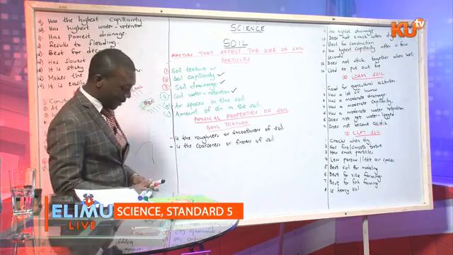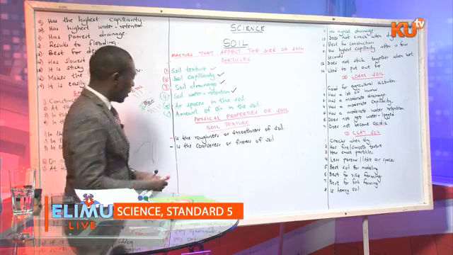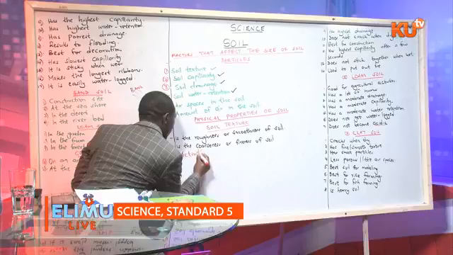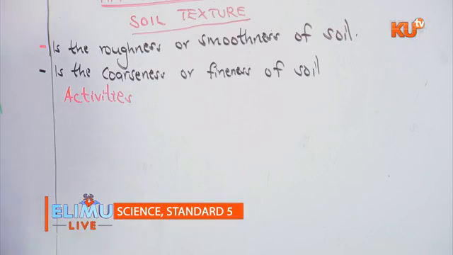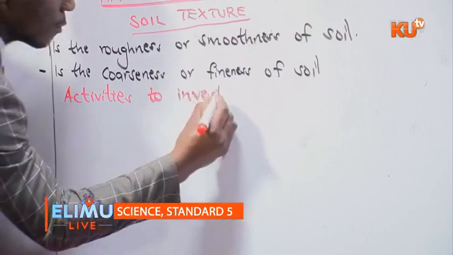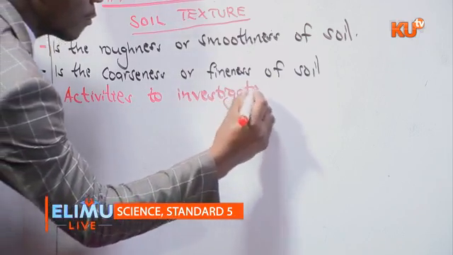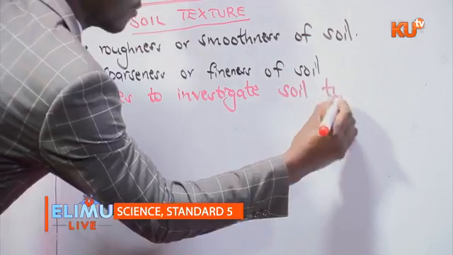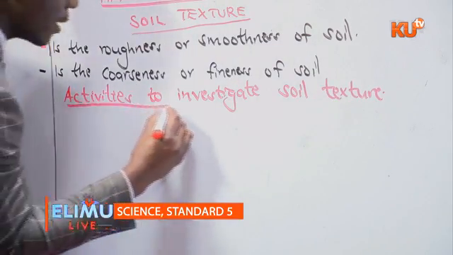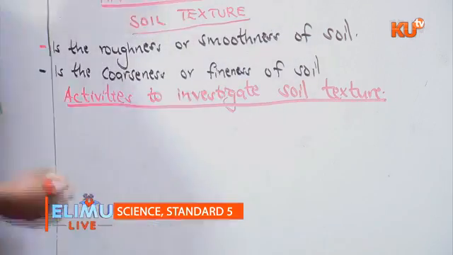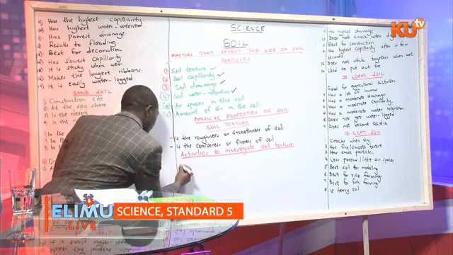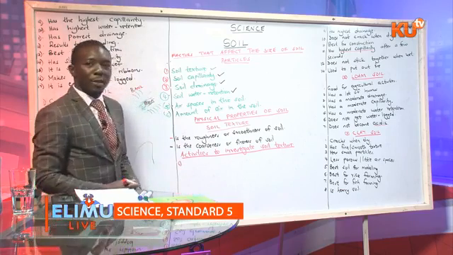So there are some activities that are used to investigate soil texture. So let me write the activities. Activities to investigate soil texture. There are some activities that you can use to investigate this property called soil texture, and you can know which one has got rough texture, which one has got smooth texture. It is an experiment.